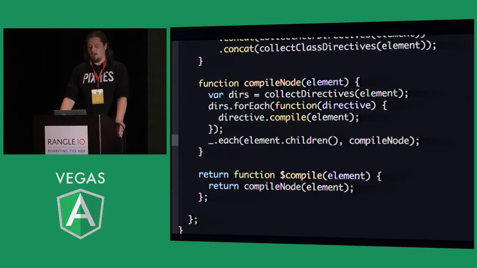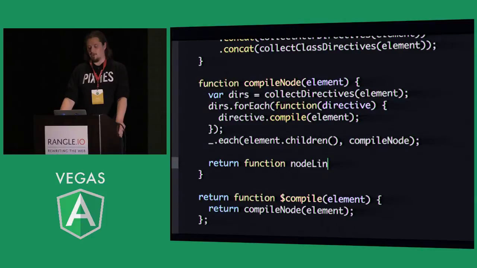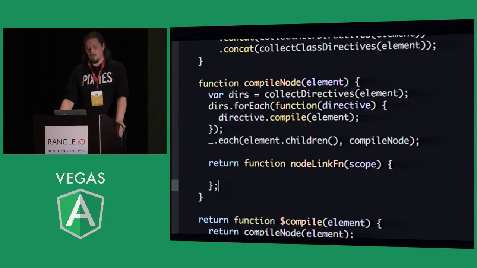And in compile node, we'll actually make that link function. So we return this new function called the node link function. That takes a scope, and its job is to now link this node. So what does that actually mean? Well, linking a node really doesn't mean anything more than just calling all the link functions of all the directives that we have found for this element. And before we can call them, we should collect them. And we can do that during compilation.